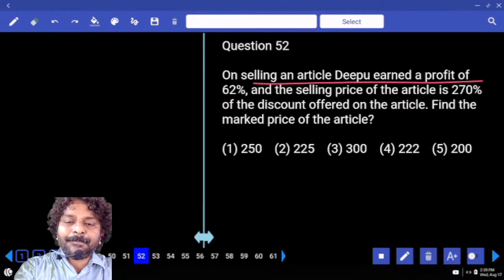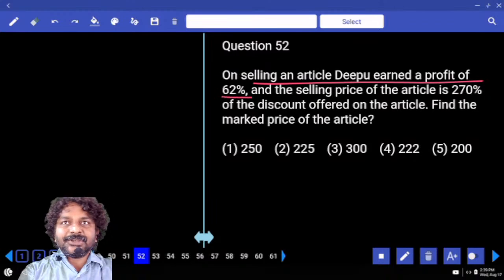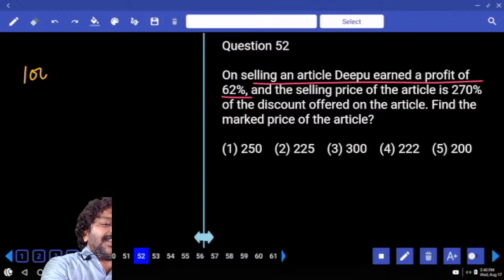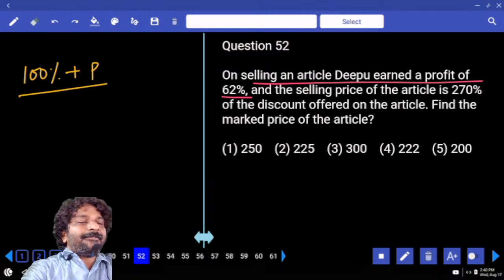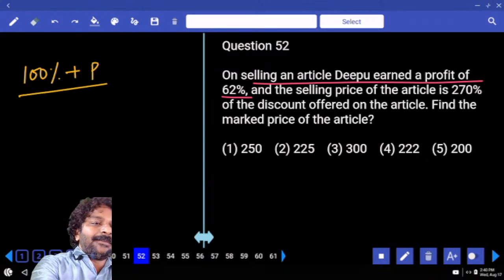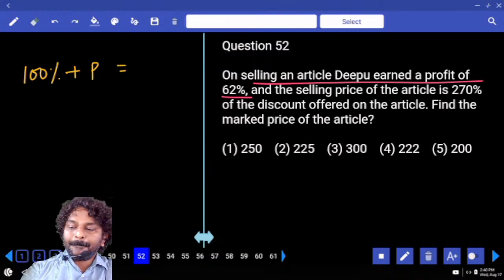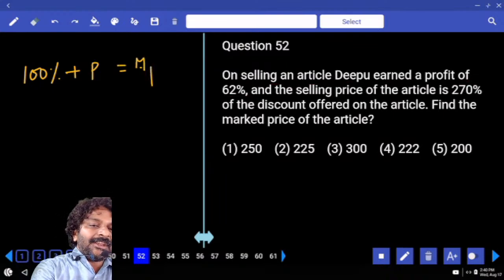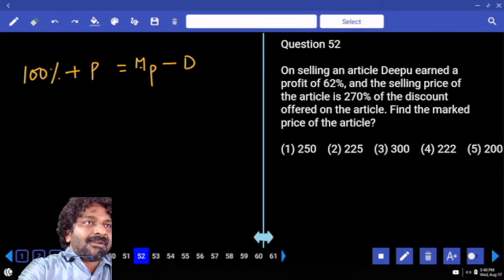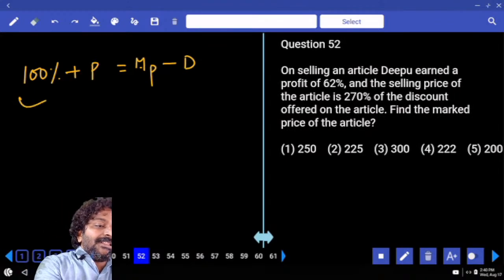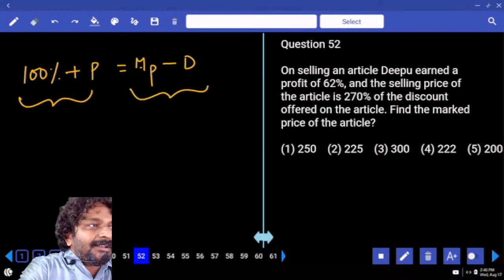On selling an article, Deepu earned a profit of 62%. Always cost price can be treated as 100%. To that, we are getting a profit. Let me write it as P. Cost price plus profit, what is this? Selling price. Now, market price I don't know. Let it be market price. From market price, if you subtract discount, market price minus discount, that gives you selling price, and this is also selling price, correct?